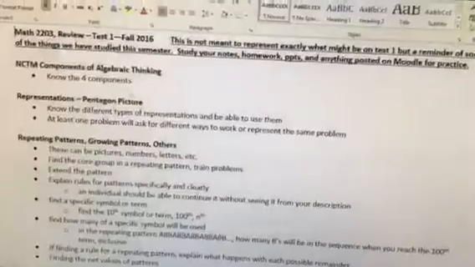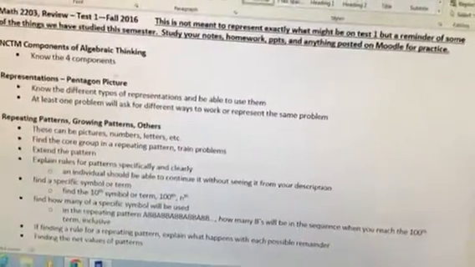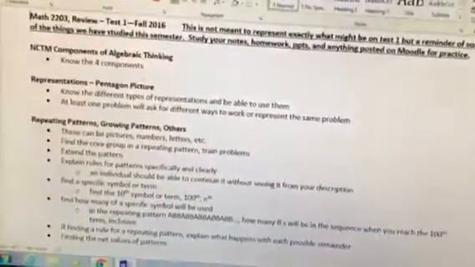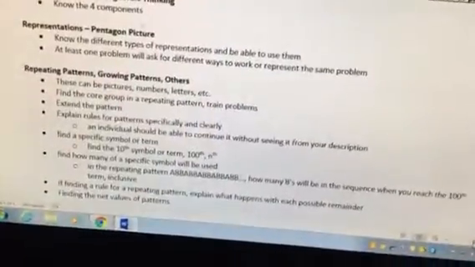On the first day, let me get a little picture of that. Okay, 4 components of algebraic thinking. I always think about the puzzle. What letters were on the puzzle?